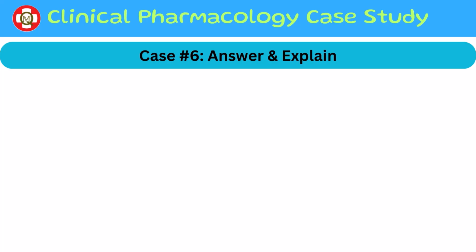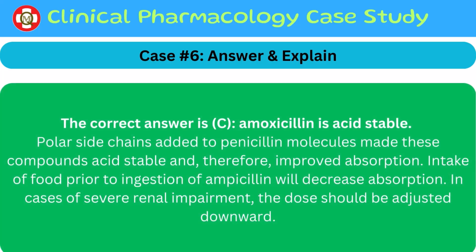The correct answer is C. Amoxicillin is acid stable. Polar side chains added to penicillin molecules made these compounds acid stable and, therefore, improved absorption. Intake of food prior to ingestion of ampicillin will decrease absorption. In cases of severe renal impairment, the dose should be adjusted downward.